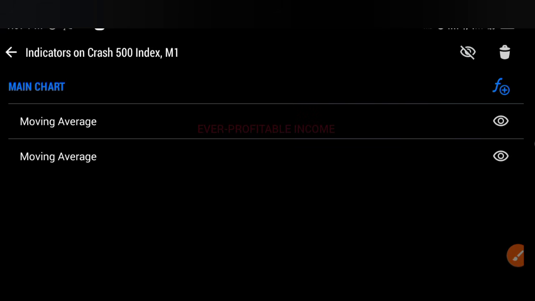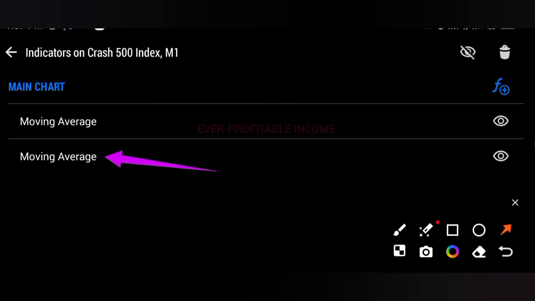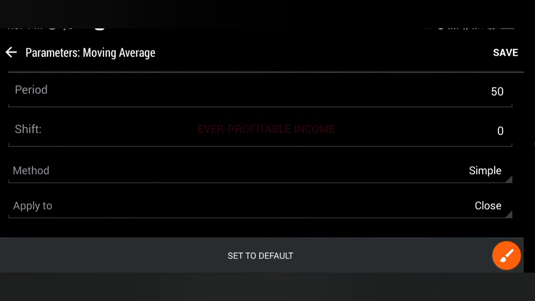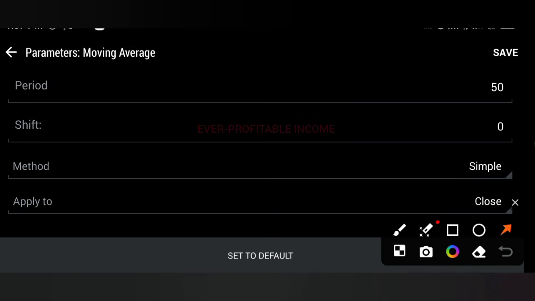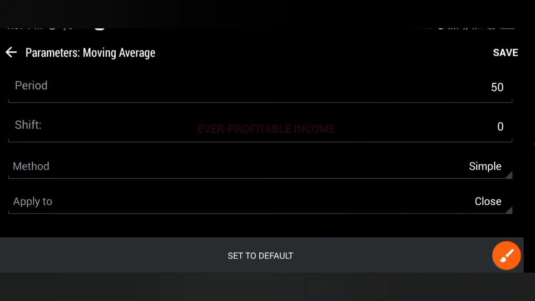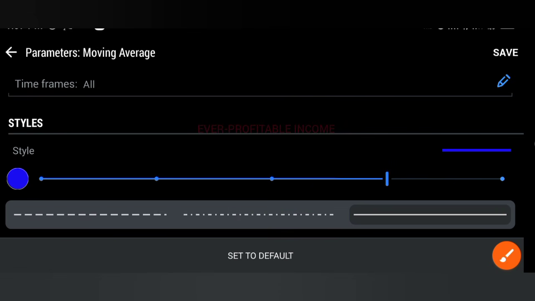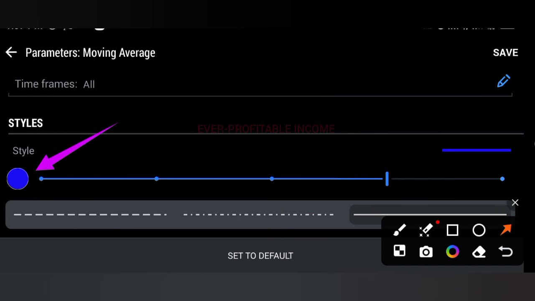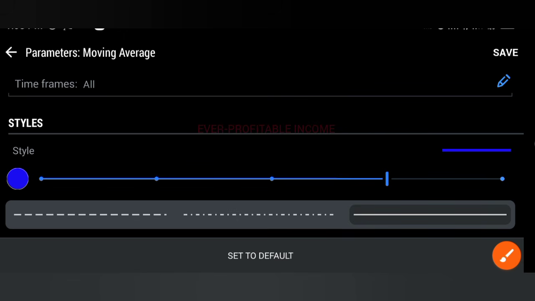Let's check out the second indicator, which is the moving average period 50. Period 50, shift is 0, the method is simple. Can you see the difference between the first moving average and the second one? They have different methods. Then you apply to close, and choose any color of your choice; I used blue. Moving average is so powerful if used correctly, and you can make massive profit using this simple indicator.